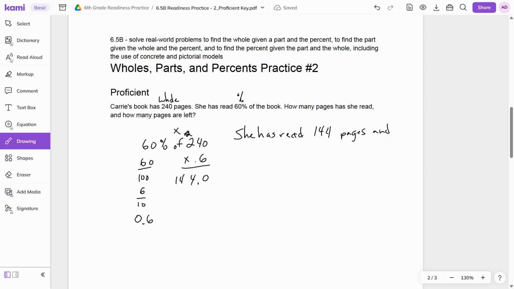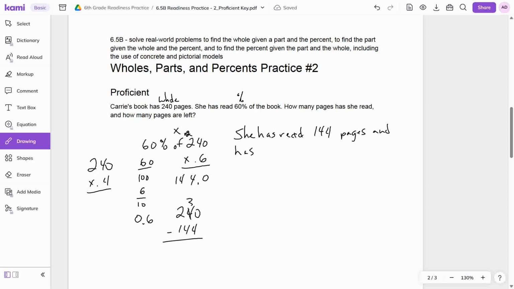and let's figure out how many pages she has left. I can do two things. I could take my 240 and I can subtract the 144, or if we want to, we know that 100% is the entire book. If 60% is read, then we know that 40%, because that's the other part, is going to be unread. So I could take my 240 and I can multiply by 0.4. I'm going to get the same thing either way. There are two different ways to get to the same answer.